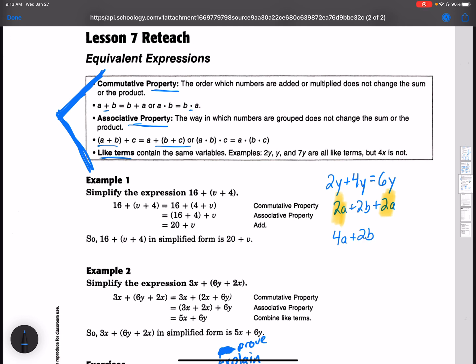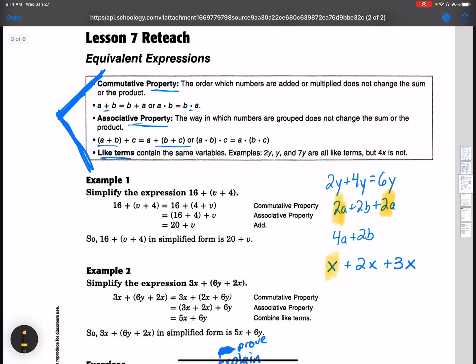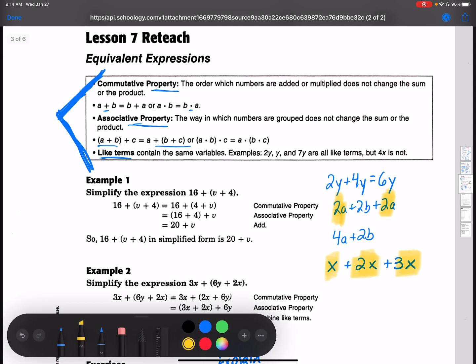I did forget to remind some of us in class that if it is just the one variable, so then there's no number in front of it. So let's just say it's x plus 2x plus 3x. All of these terms are like terms. They're all x's. Now the number that's in front of that x is actually what number?